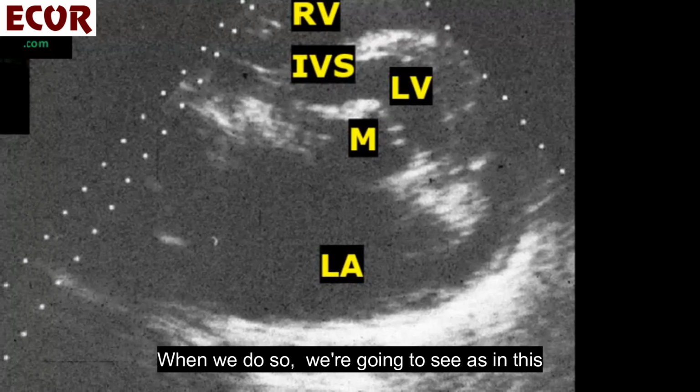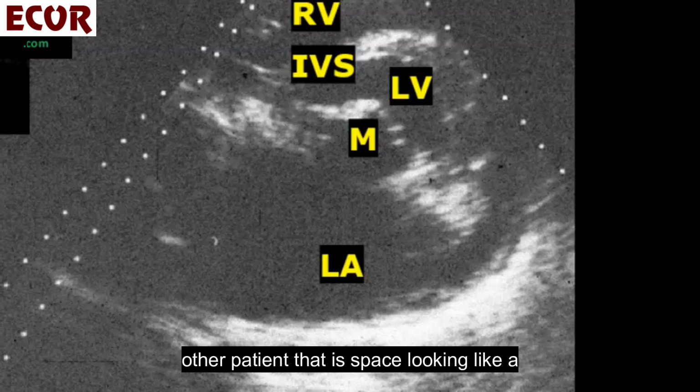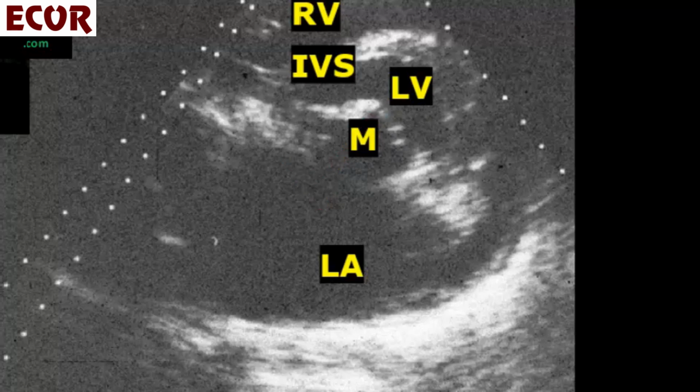When we do so, we're going to see, as in this other patient, that the space looking like a pericardial effusion becomes the left atrial cavity. This is only a problem for those who stick to an initial impression and don't change it.